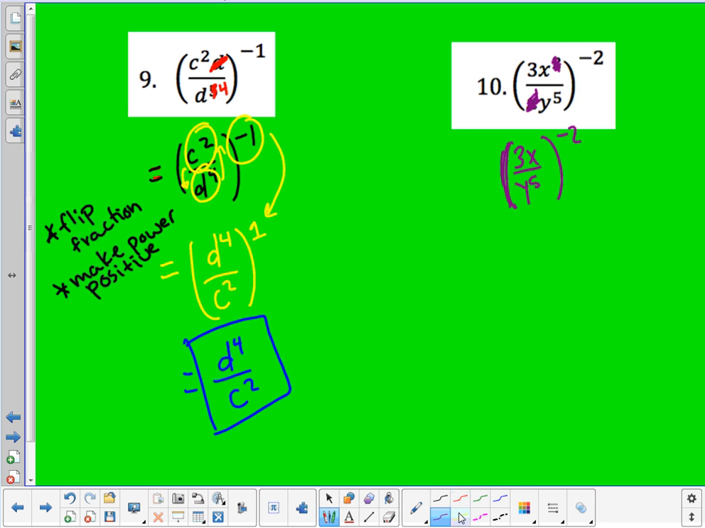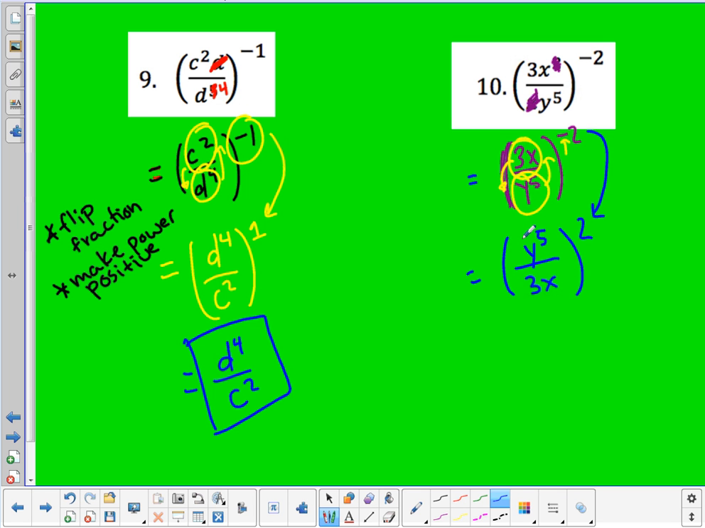Okay, so again, since I'm raising this to the negative 2 power, the stuff on the bottom needs to go up, the stuff on the top needs to go down. So in essence, I'm just flipping the fraction upside down. So now this is going to look like y to the 5th on the top over 3x on the bottom. And then that changes into a positive 2 power.